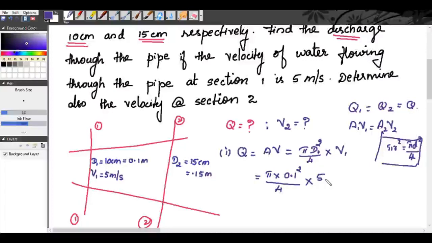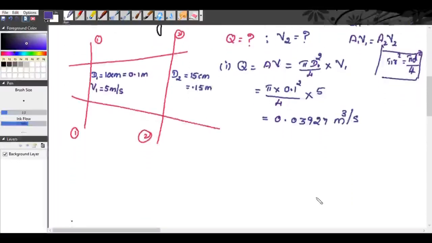So, substituting the values, we get our discharge as 0.03927 meter cube per second. So, this is our first answer.